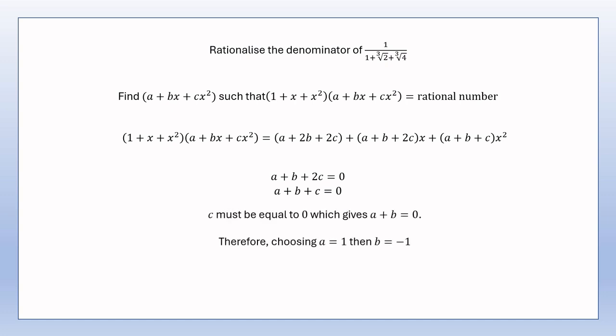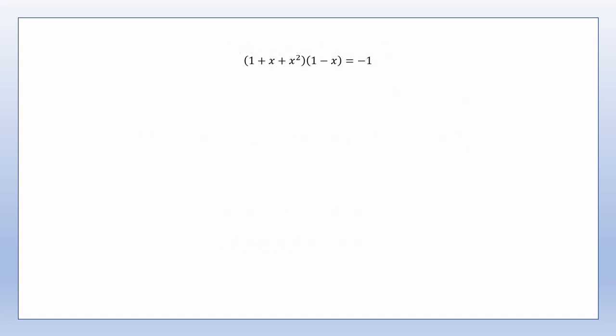So here c must be equal to 0, which gives a plus b equals 0, and therefore choosing a equals 1, then b equals minus 1. And so 1 plus x squared times 1 minus x is equal to minus 1, giving 1 over 1 plus x squared is equal to x minus 1, or 1 over 1 plus the cube root of 2 plus the cube root of 4 is equal to the cube root of 2 minus 1.